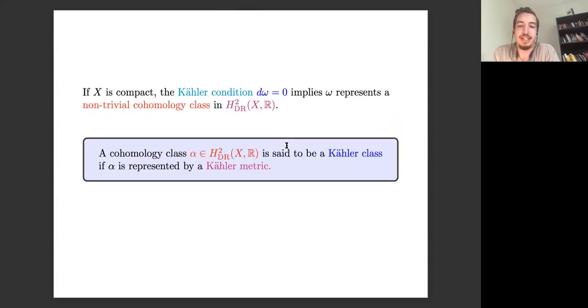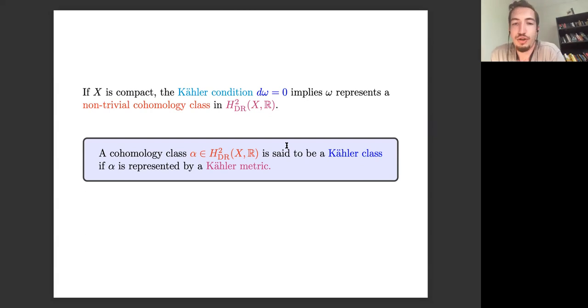So if X happens to be compact, then the Kähler condition is going to force omega to be represented. So d omega being 0 implies that it represents a cohomology class in the second de Rham cohomology group, and non-degeneracy and compactness will ensure that it represents a non-trivial cohomology class. So for instance, if the second Betti number was 0, then we won't have a Kähler structure.